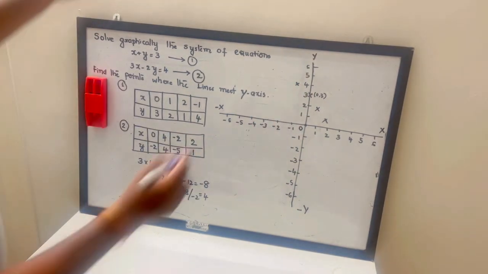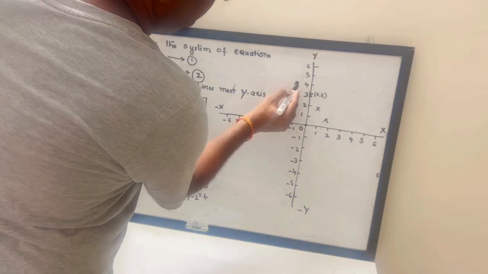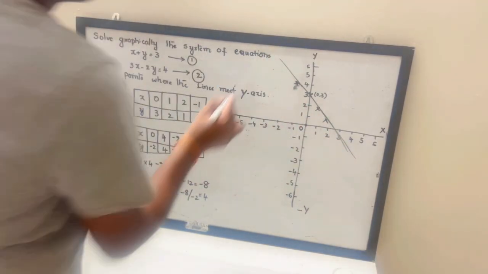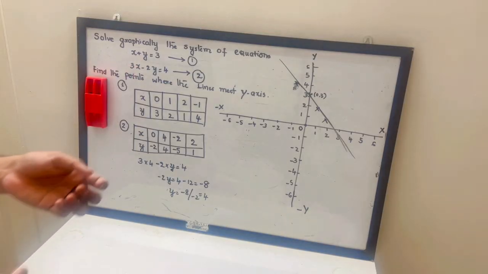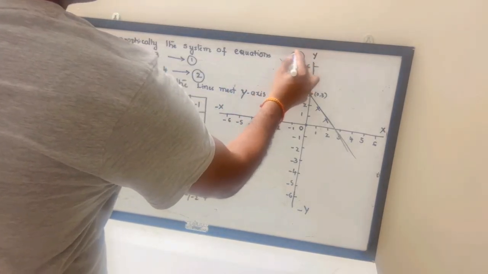Now when you join these points, you get a straight line, like this. It's a straight line. These are straight lines, these are linear equations, right? This is the first equation. This is for the first one.